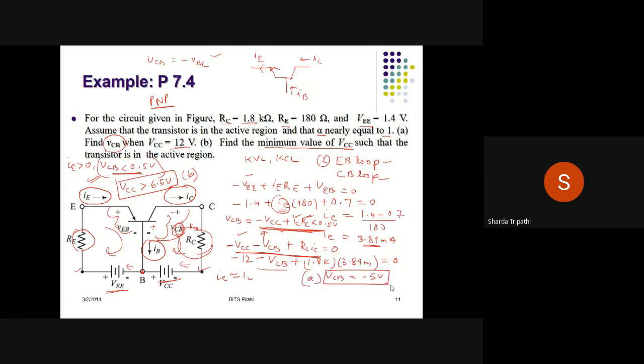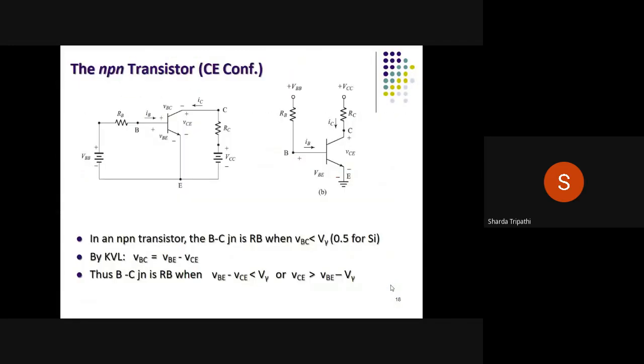Try doing this once. Okay, any doubts? No doubts? Okay, then I'll start with the NPN transistor.